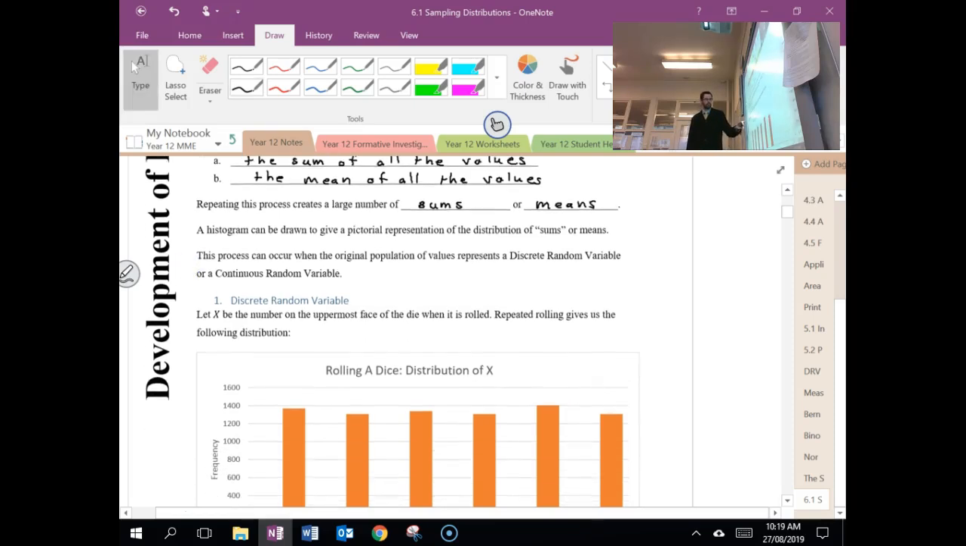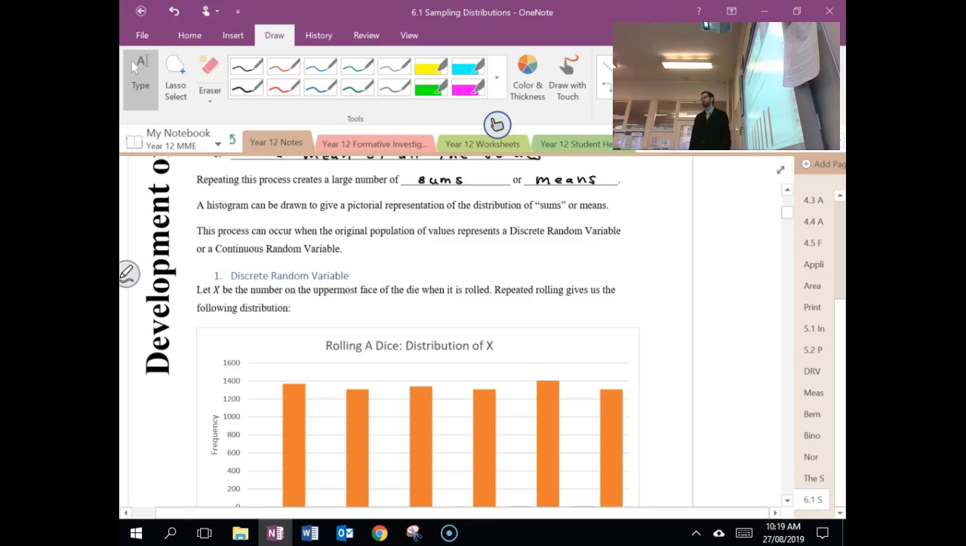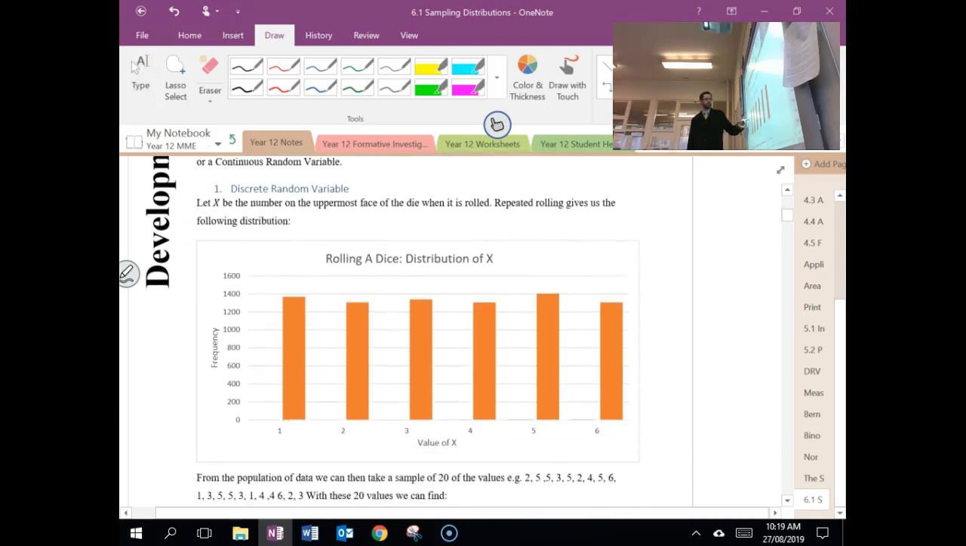And I can do that with either a discrete random variable or a continuous random variable. So, if I think about a discrete random variable, rolling a dice. And this is what I've actually done. I've used a random number generator between the values of 1 and 6, and I've then graphed the distribution of the values that I get out, and we can see that it's pretty much flat.